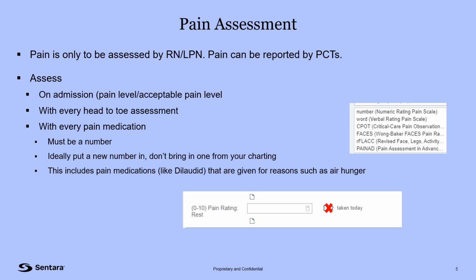The pain assessment includes a pain number on pain medications like Dilaudid that are given for other reasons such as air hunger. So the report can't differentiate, so it's really just safer to assess and reassess all pain medications regardless of the intention and regardless of whether the patient is comfort care.